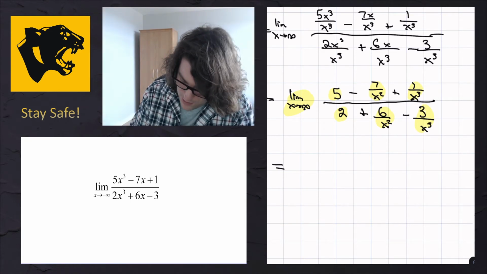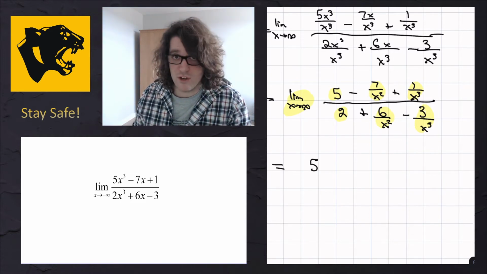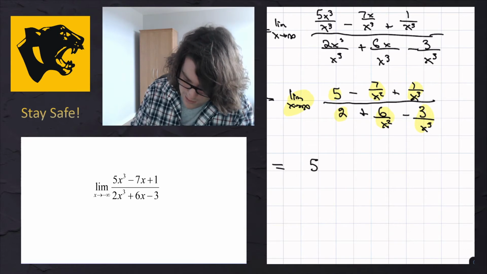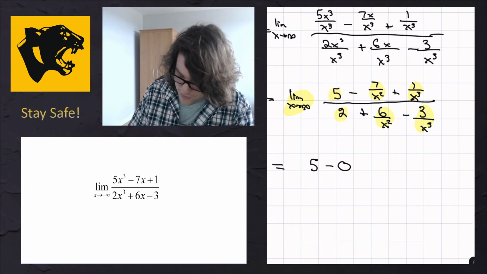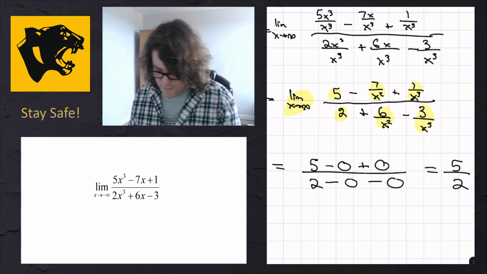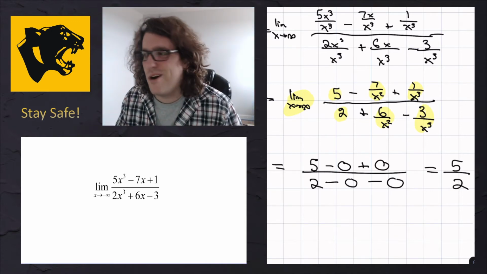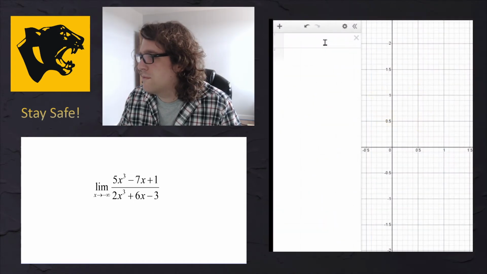So we take the limit as x approaches infinity of 5. It's 5. The limit as x approaches infinity of 7 divided by something extremely large, for the same reasons that we said on the last page, is going to be 0. 1 divided by something extremely large is 0. 2 minus 6 divided by something extremely large minus 3 divided by something extremely large is going to give us 5 over 2.